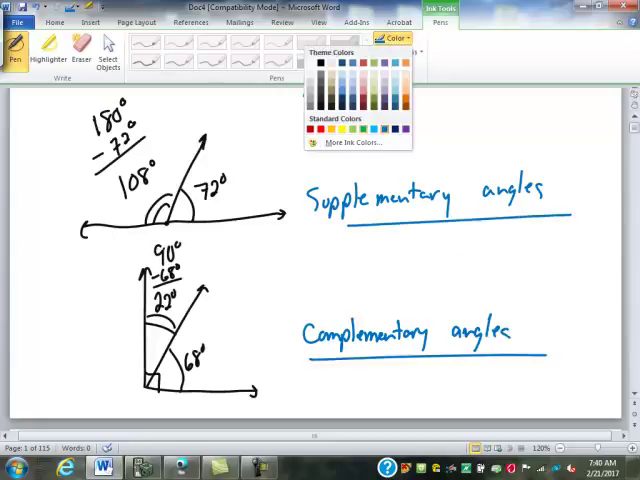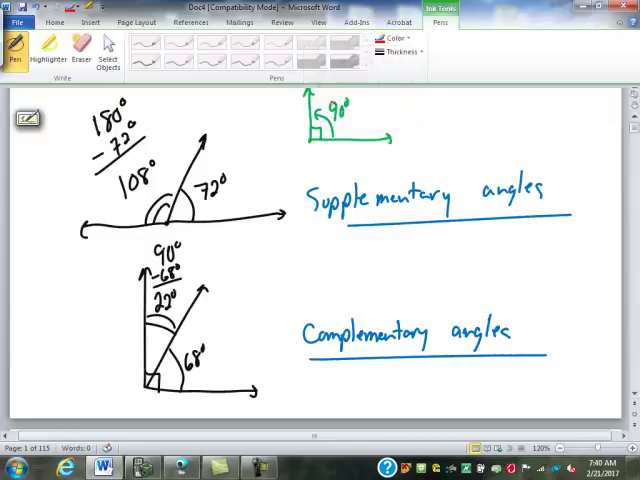If you are anything like me, I could remember those two words, but I always struggle to remember which one is which. And the way I remember it is 90 degrees is a right angle, and you get complements when you're right.